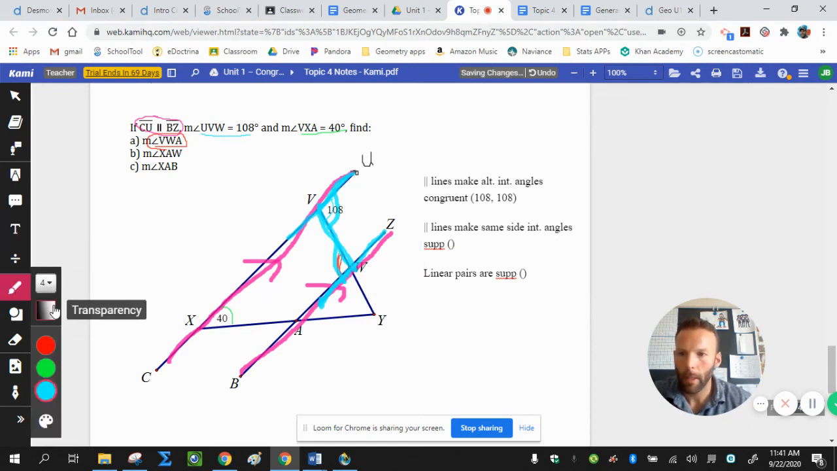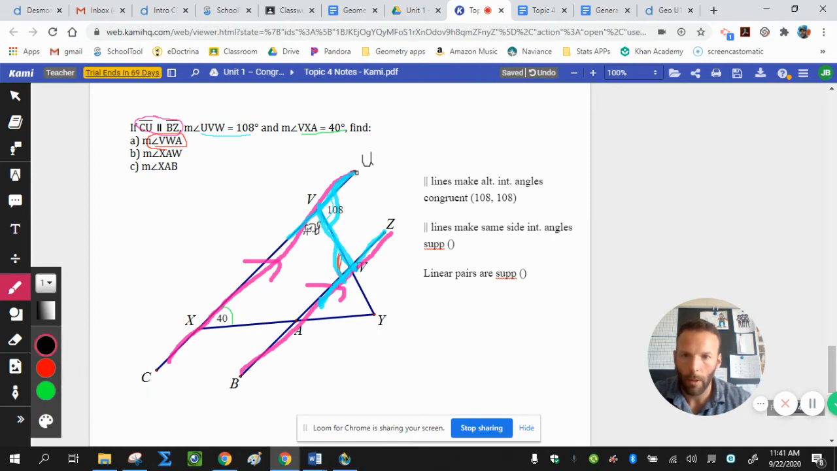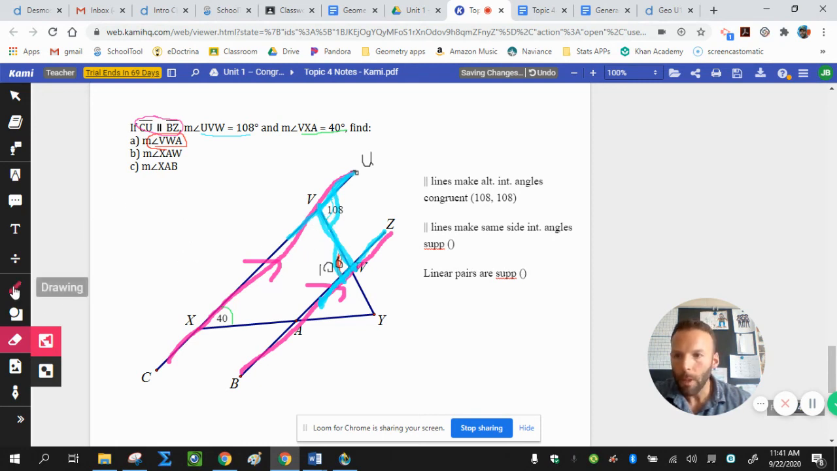Now let me go back to my drawing tool and make this a little smaller. So this has to be 108. Oops, sorry, not that one. This one, 108. That one can't be 108 because that's a linear pair. They have to add to 180, and 108 and 108 is more than 180, so that won't work. But I could try my eraser tool here and get rid of that part. Okay, all right, so now let's move on.